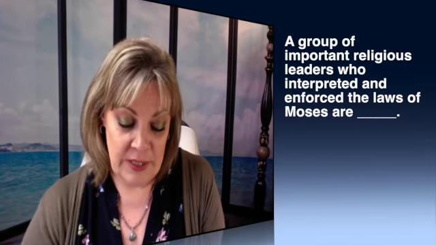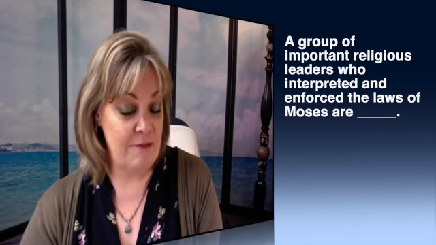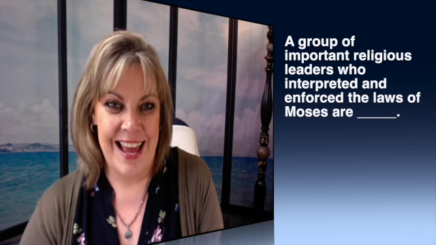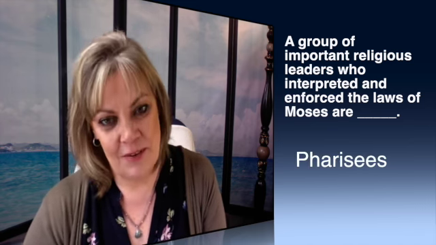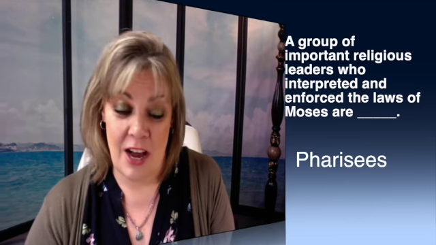Number 13, a group of important religious leaders who interpreted and enforced the law of Moses. They are known as Pharisees. Pharisees would interpret and enforce the law of Moses. Number 14, the book of Revelation is known for prophecy. Prophecy is the answer for number 14.